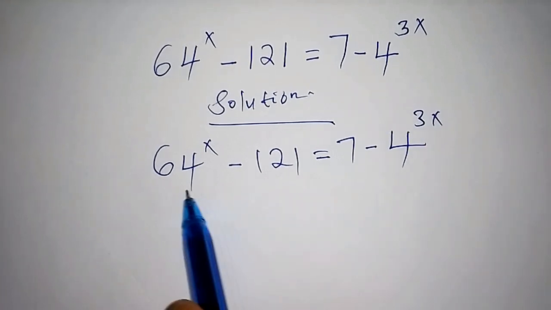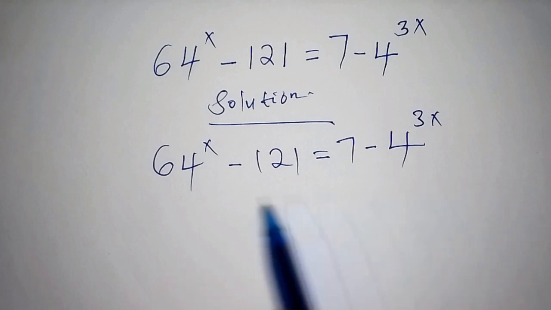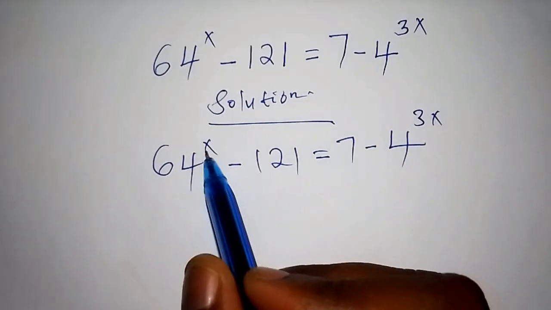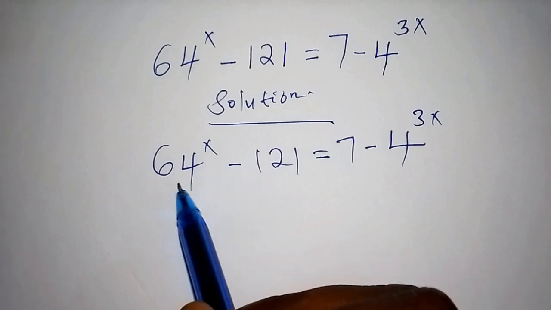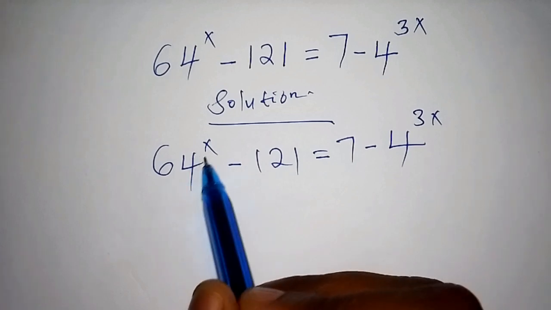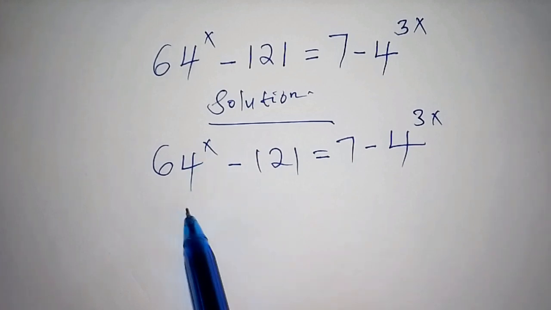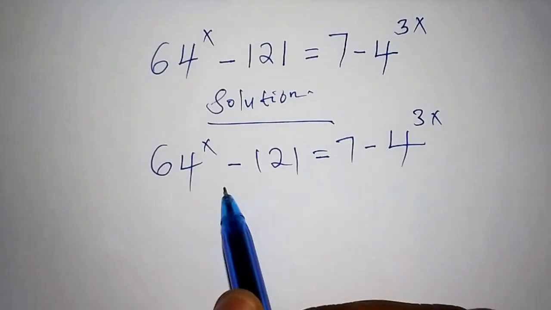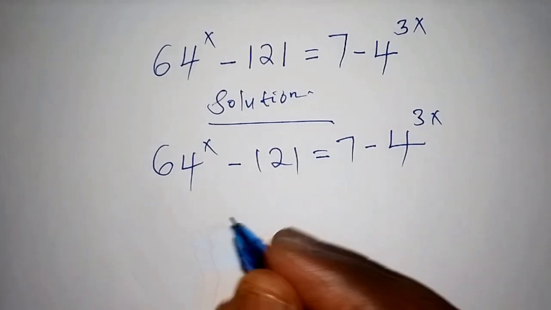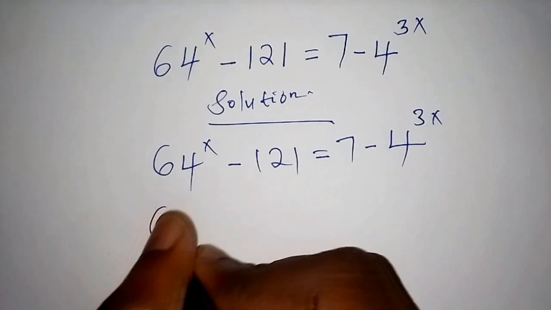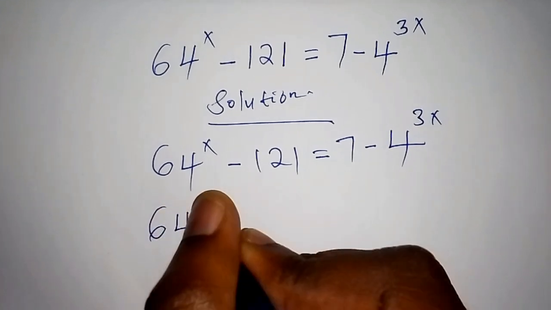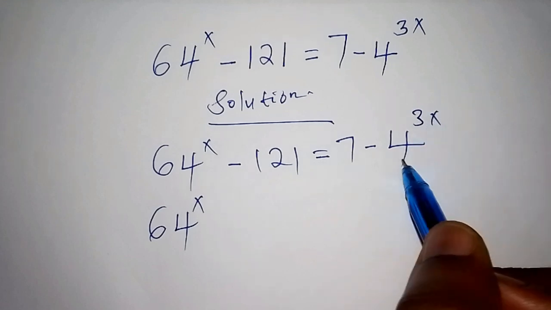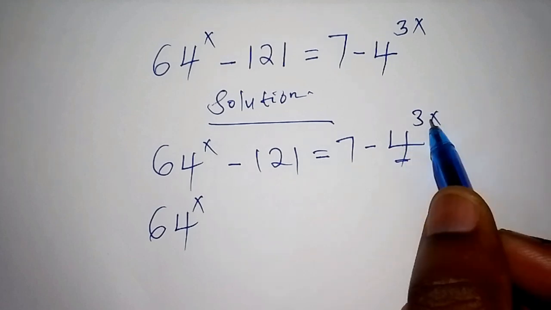When we check this maths problem, it's an advanced problem that has some exponents. We have the base, that is 64 to the power of x. So we need to arrange them properly, arranging like terms together. We shall start with 64 to the power of x, and then we also have to carry 4 to the power of 3x.